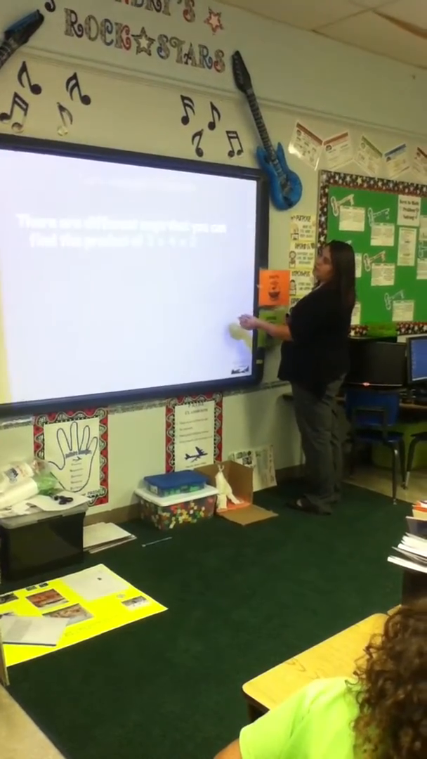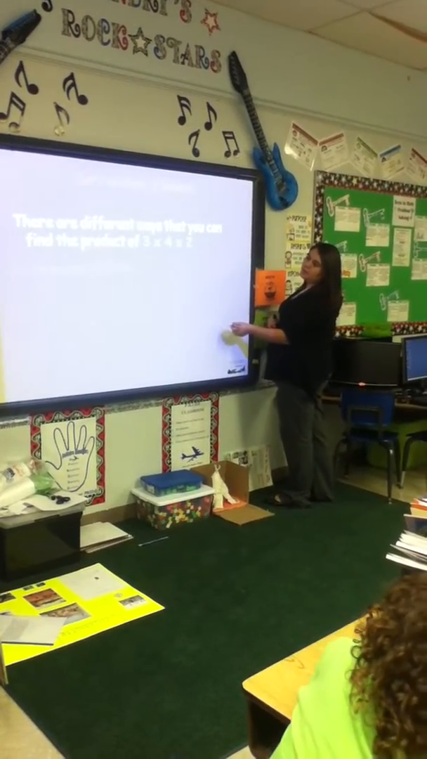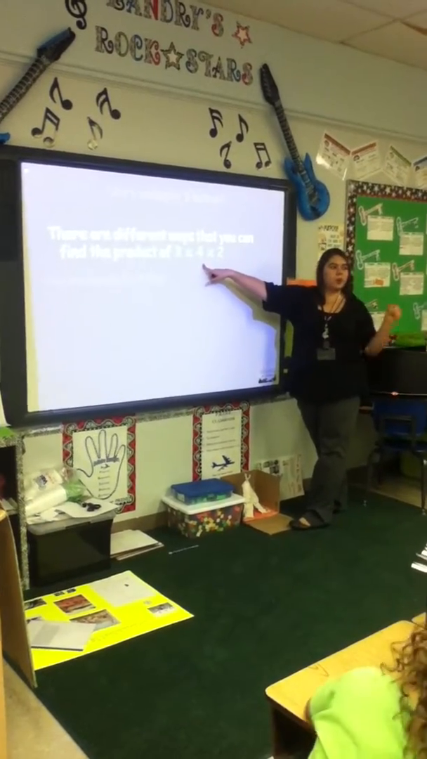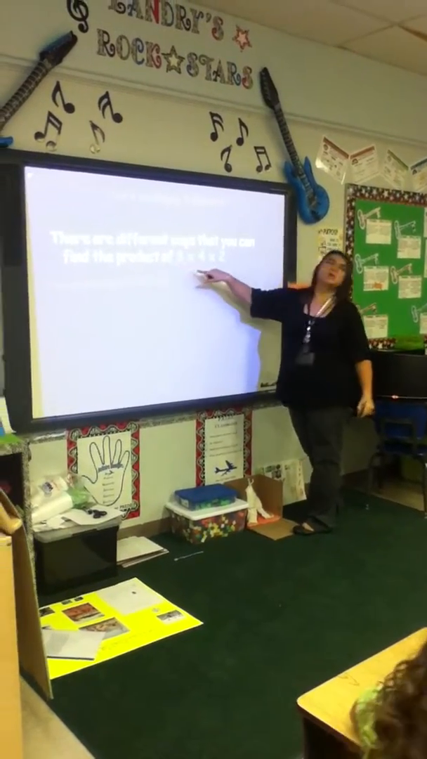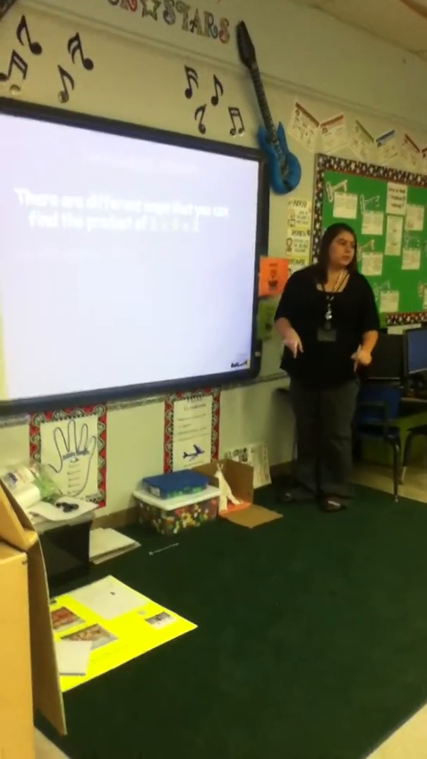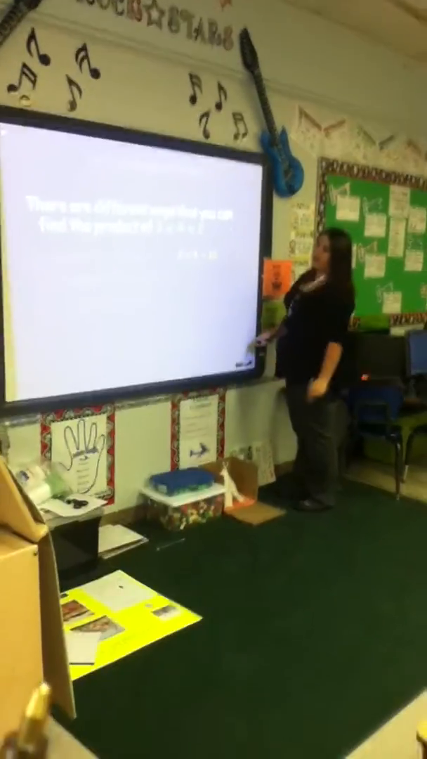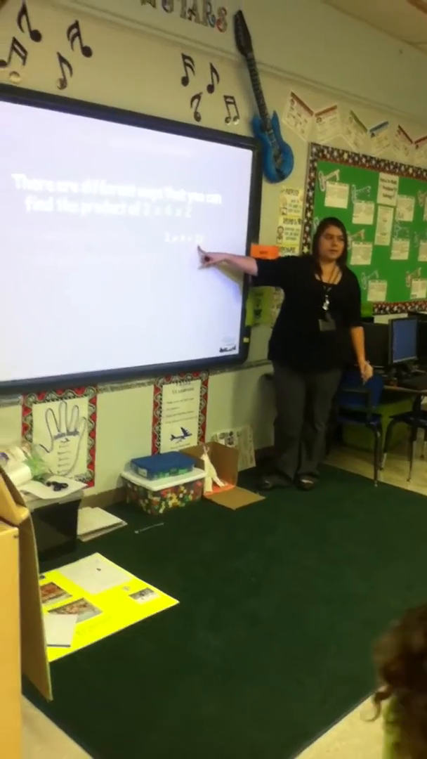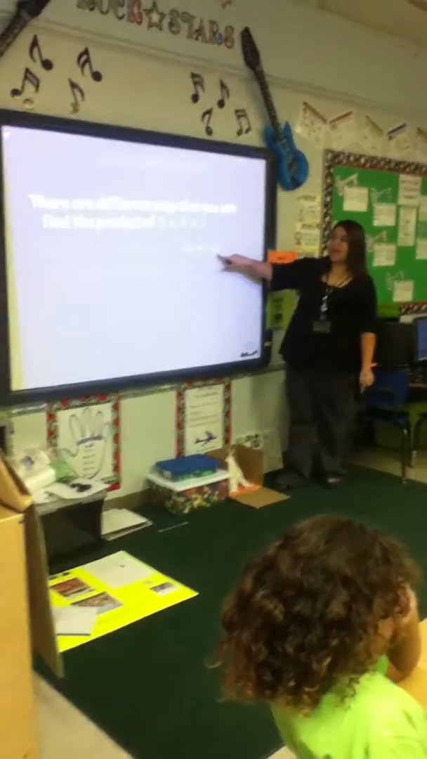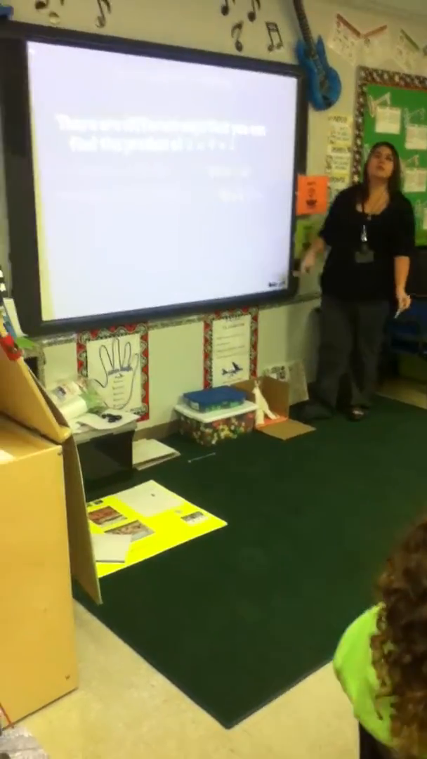So looking at 3 factors, if we have 3 times 4 times 2, first you're multiplying the 3 times 4, which is what we did over there. We grouped the first two factors to multiply. So what's 3 times 4? 12. And then we take this product and multiply it by the third factor. So now we would have 12 times 2 equals 24.